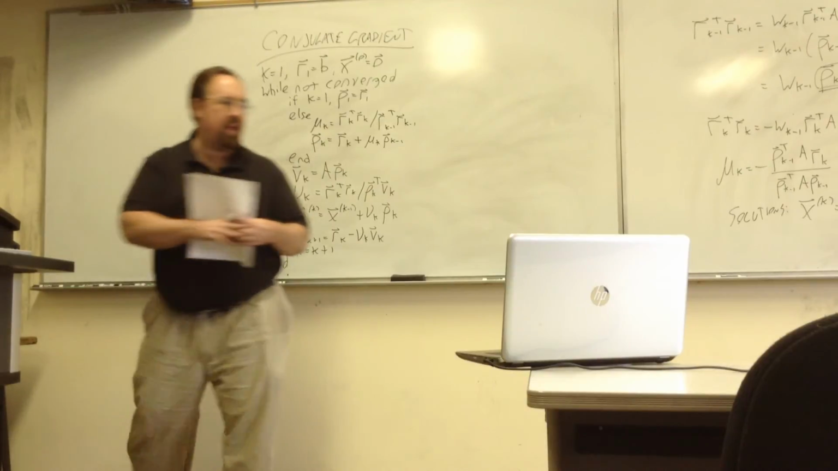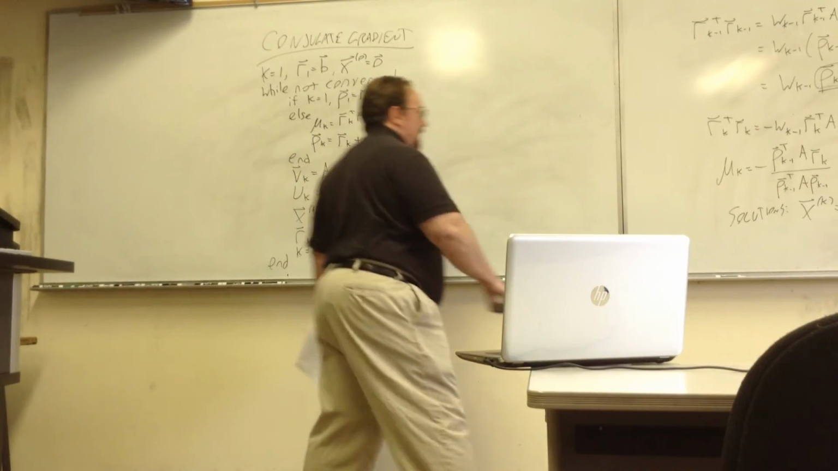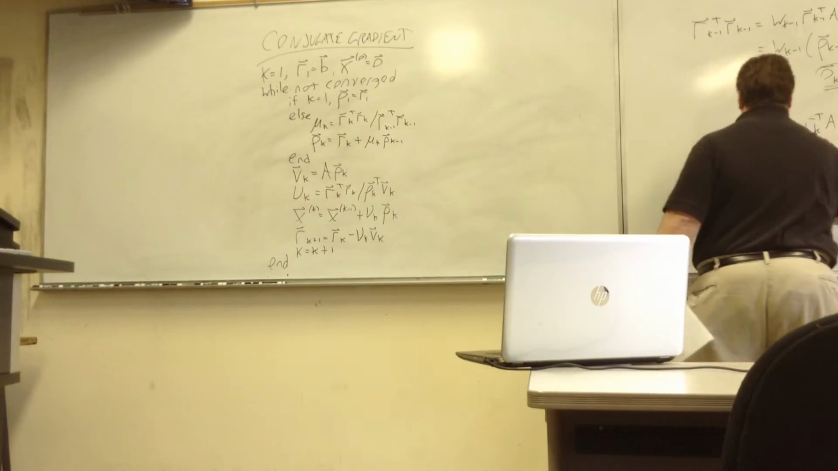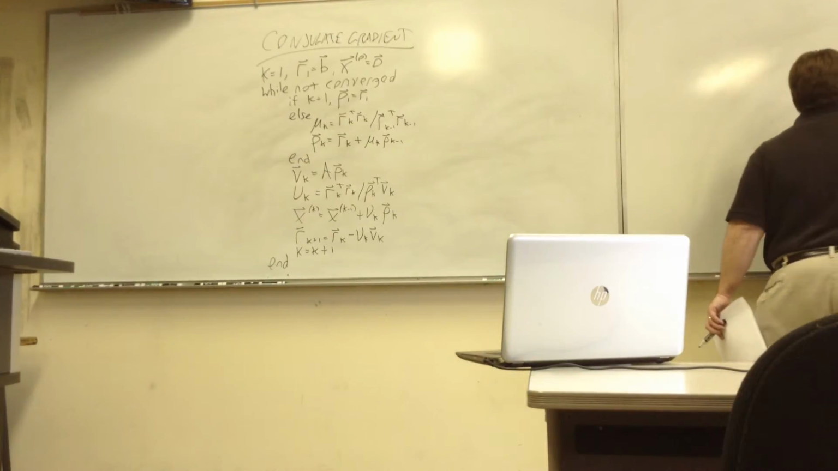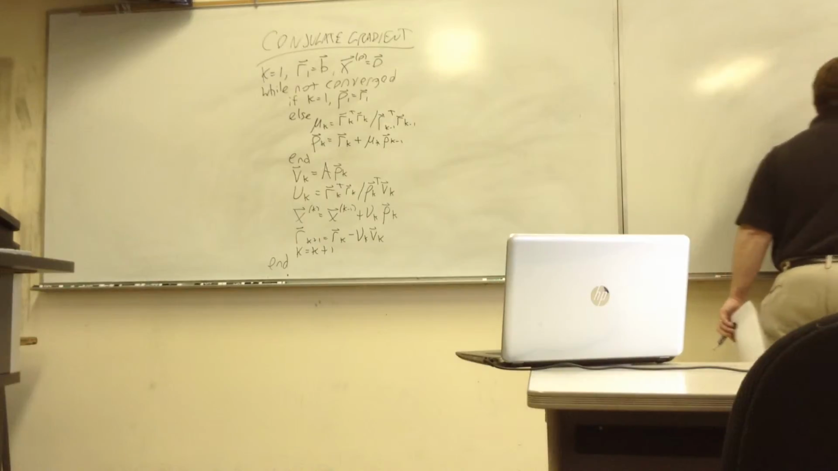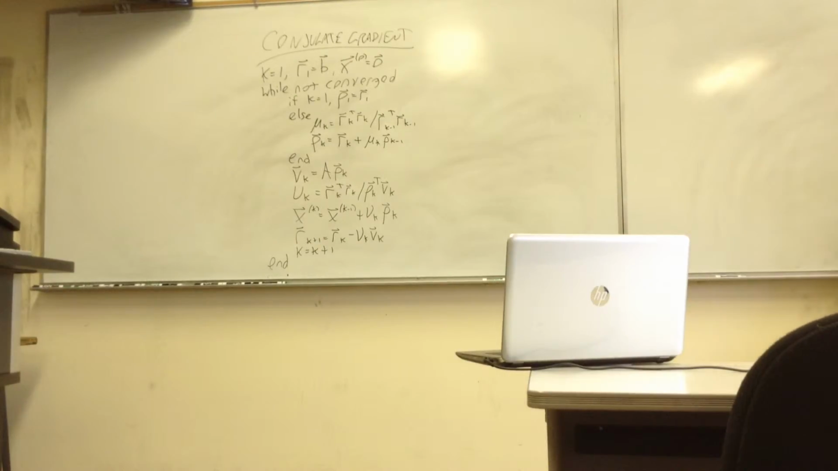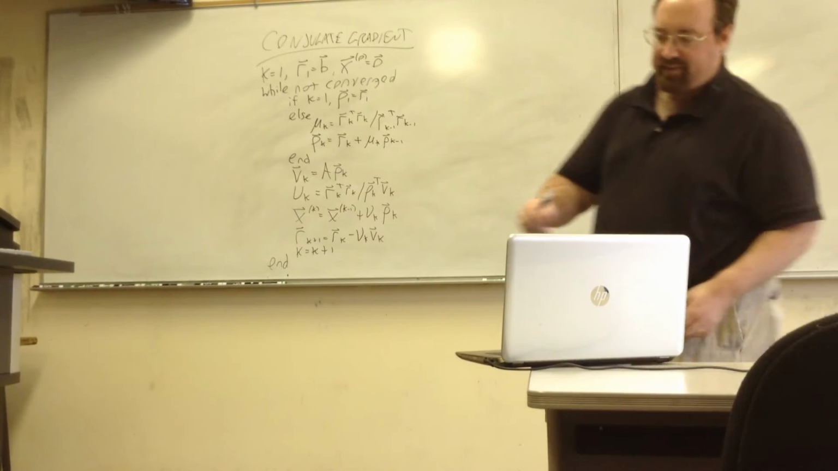The problem is if A is ill-conditioned, so norm of A times norm of A inverse is too large, this iteration will still converge very slowly. So we need to do something about that.